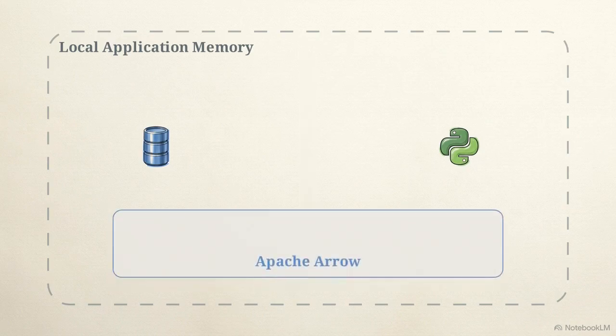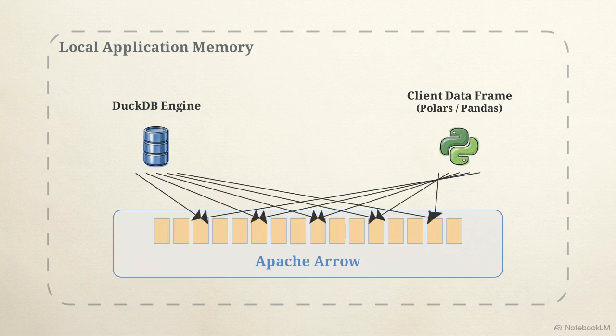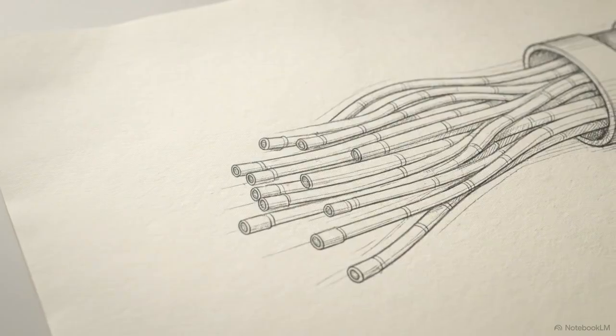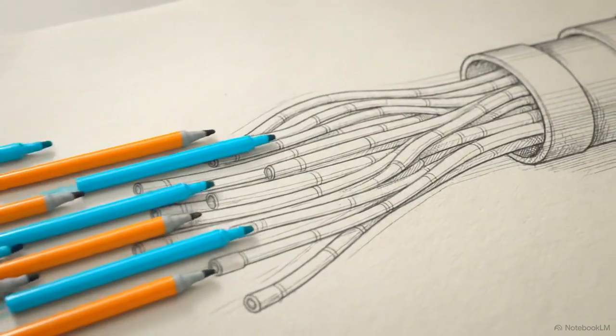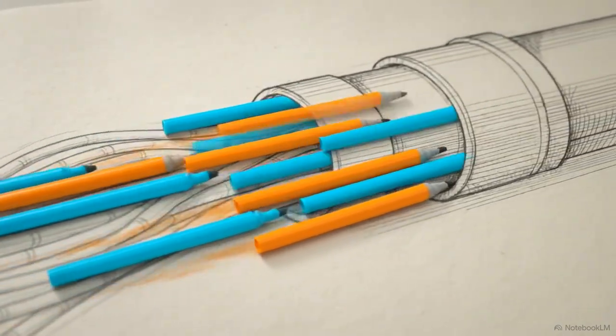DuckDB bypasses this entirely using Apache Arrow's zero-copy memory mechanics. Pointers map directly between a client data frame, such as polars or pandas, and the DuckDB engine. The data payload is never duplicated. By sharing the same physical memory space, client data structures exchange millions of rows with the query engine instantaneously.